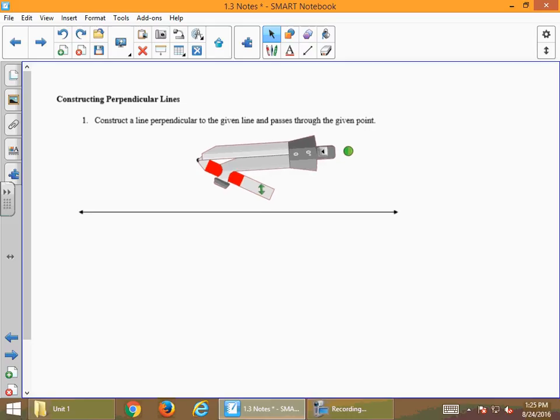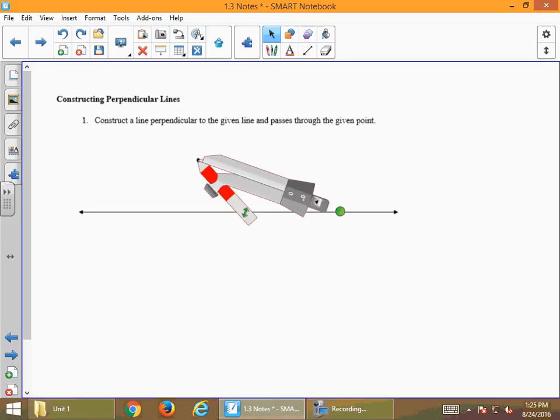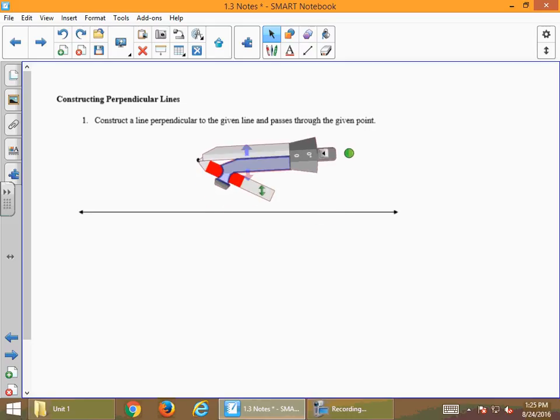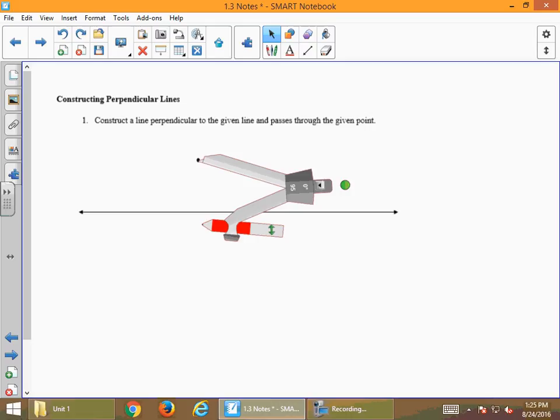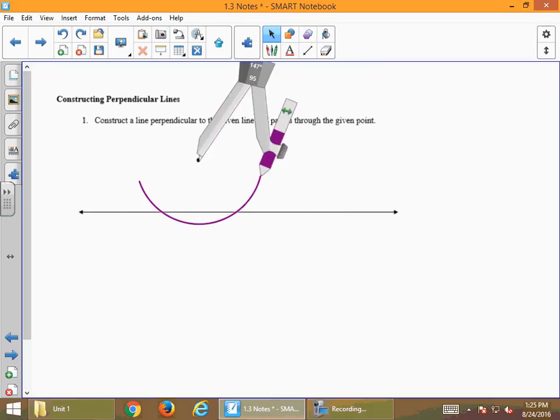and then you are going to drop it right down so it's past the line. Not hugely past, just a little bit past. Doesn't have to be really far. And then you're just going to make an arc so that it touches the line twice, like so.